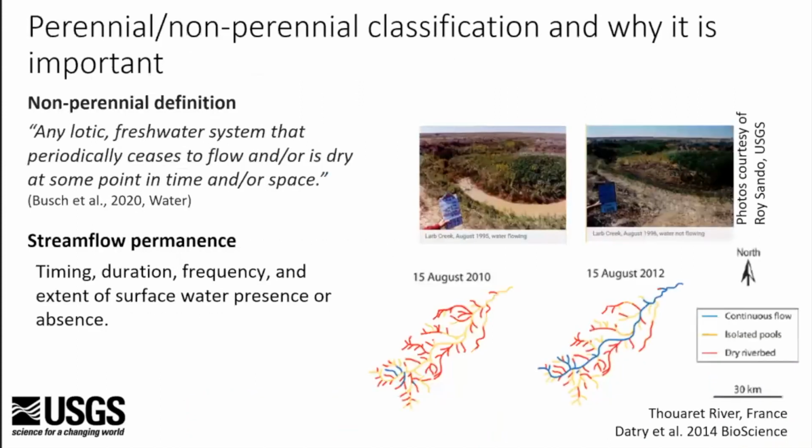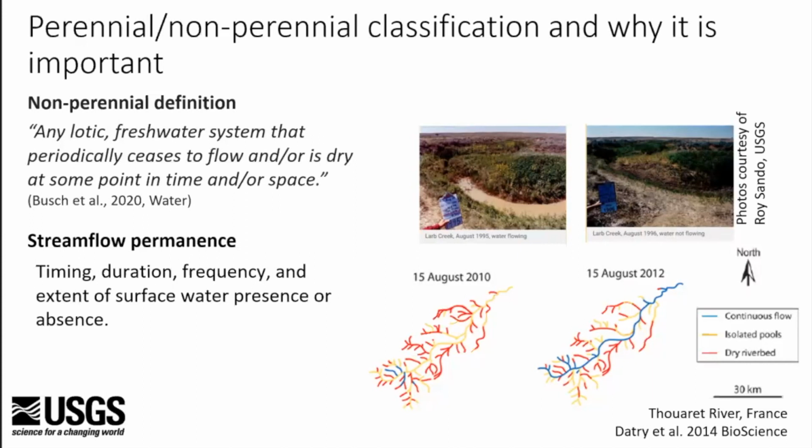Okay, so I will first start with some definitions. And first off, what is perennial and non-perennial classification and why is it important? I'll begin with this definition from Bush et al. 2020 of what is non-perennial. It's any lotic freshwater system that periodically ceases to flow or is dry at some point in time and/or space. This fits under the broader umbrella of streamflow permanence, which is this concept of timing, duration, frequency, and extent of surface water presence.